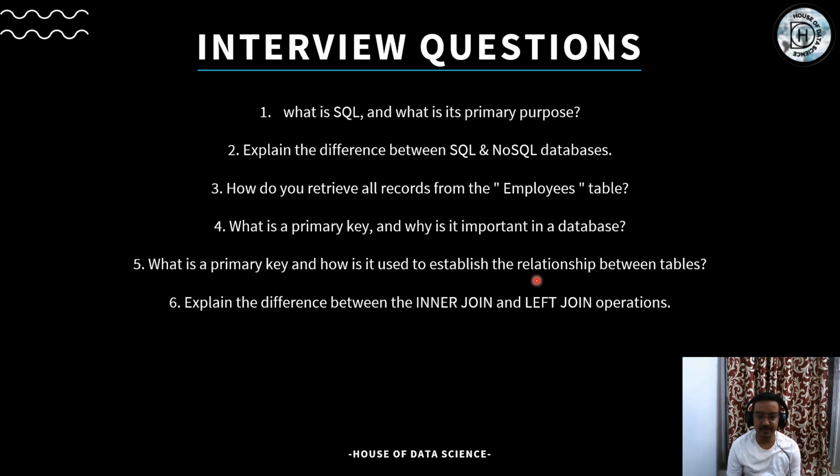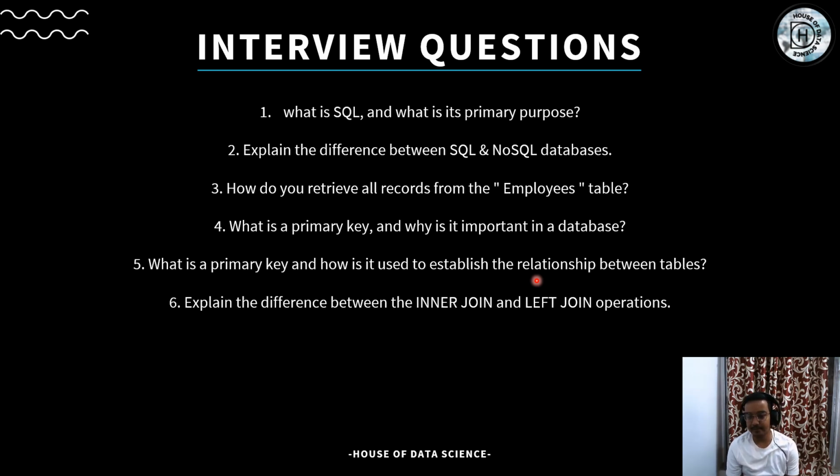Now explain the difference between inner join and left join operation. So as simple as it is, inner join is used when you want to extract all the records which are present in table A and table B. If there is any record which is not present in table B and you don't want to extract it, whereas it is present in table A, you use an inner join. So only what is common, only those records or those IDs, will be extracted.